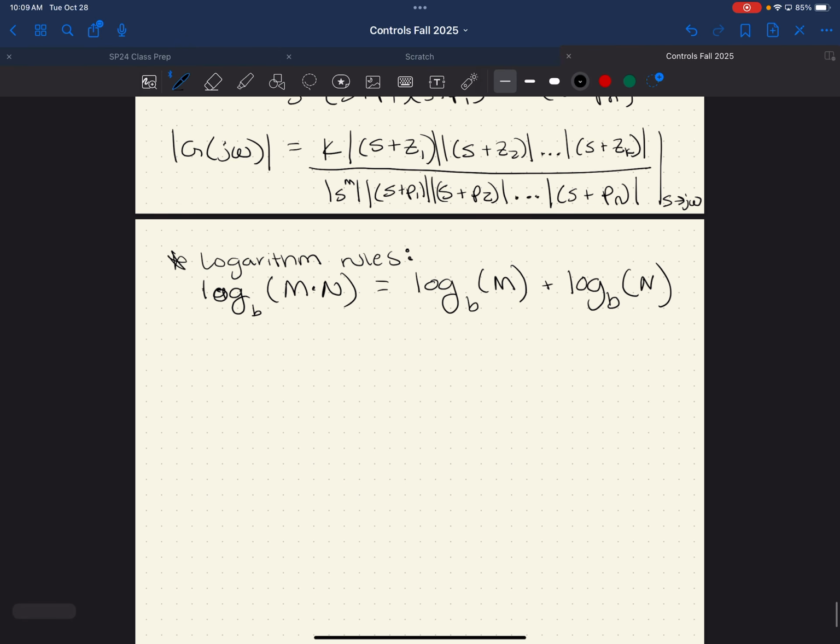Okay, and then we also have the division form of this. So what do you think is the division rule? Subtract, yep.